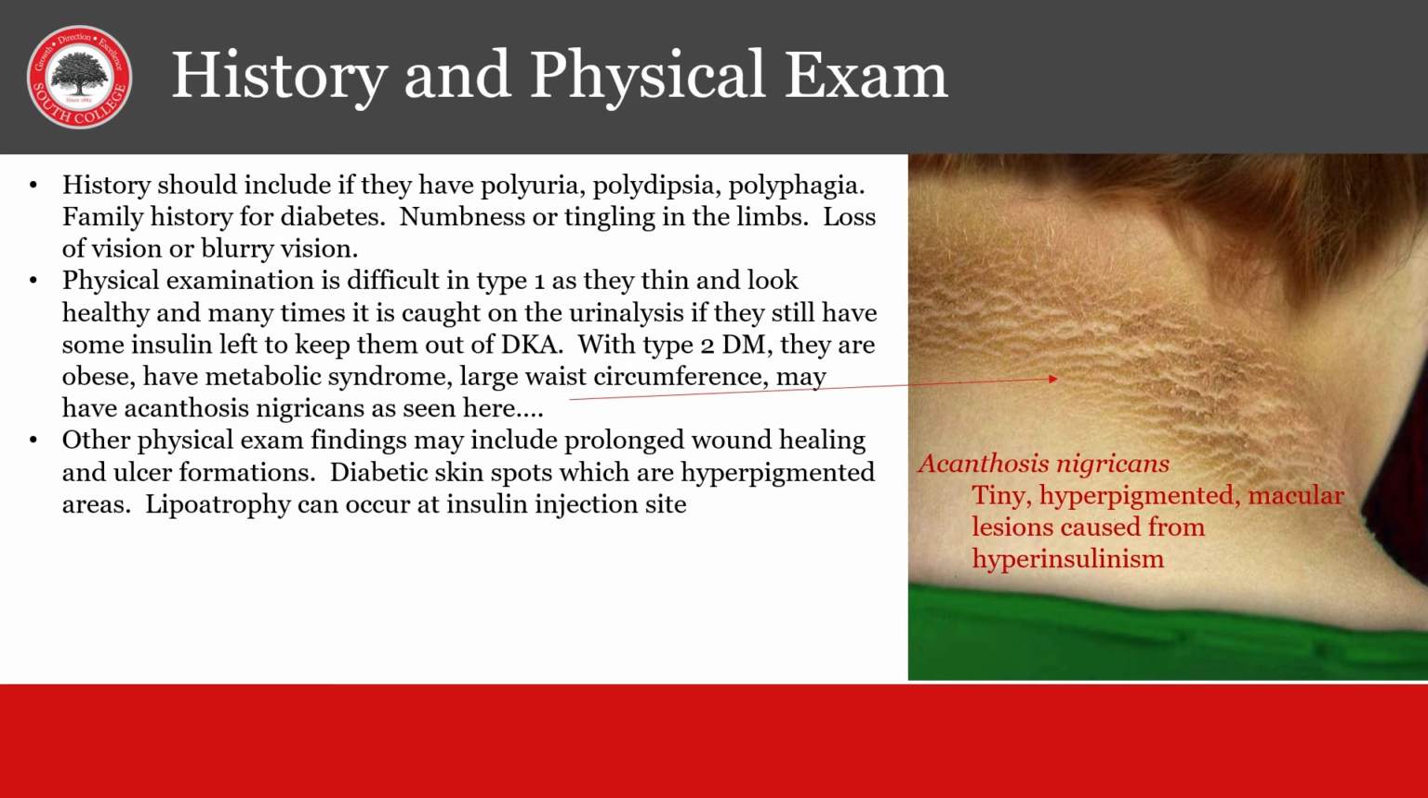They have metabolic syndrome, large waist circumference. They may have acanthosis nigricans, as seen here, which is from hyperinsulinism. Other physical exam findings may include prolonged wound healing and ulcer formation, diabetic skin spots, which are hyperpigmented areas, lipoatrophy, which can occur at insulin injection sites.